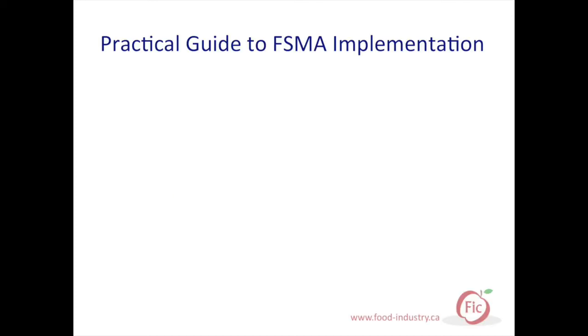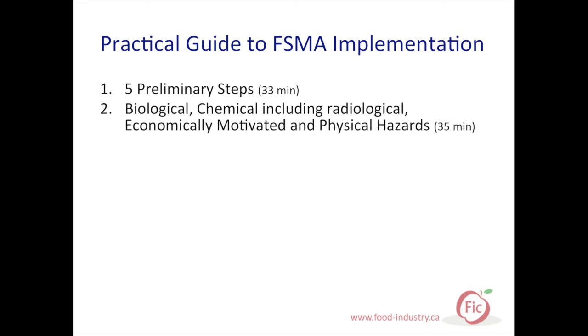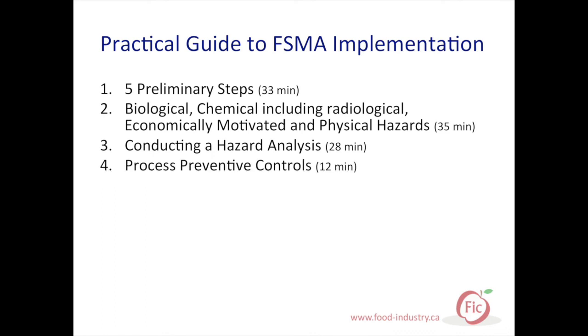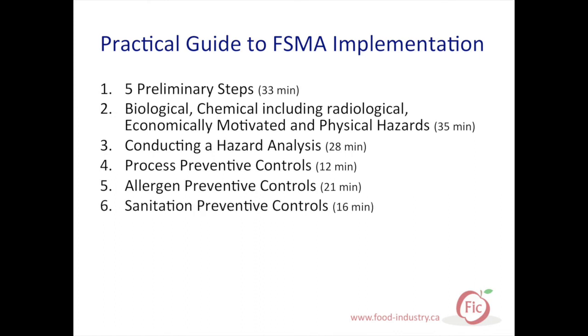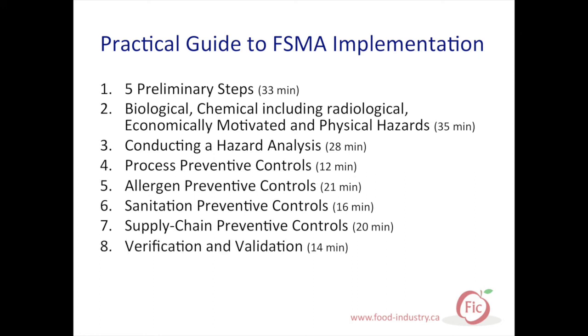We will be covering 10 chapters. The chapters that we will be covering include the 5 preliminary steps, biological, chemical, including radiological, economically motivated, and physical hazards. Conducting a hazard analysis. Process preventive controls. Allergen preventive controls. Sanitation preventive controls. Supply chain preventive controls. Verification and validation. Record keeping and recall.